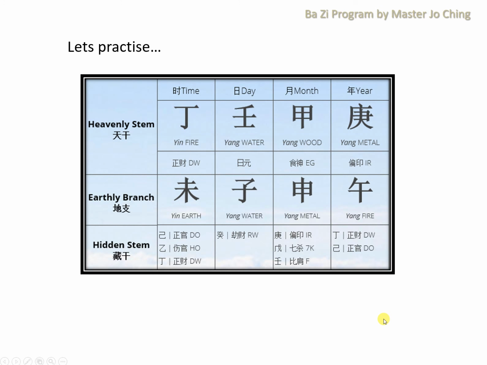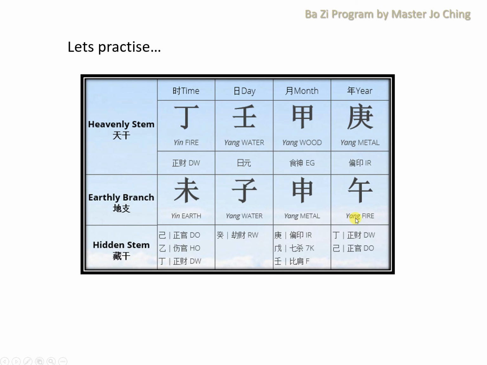So now, let's practice. Maybe now when you look at this chart, Warren Buffett's chart, it will make sense to you. So, for example, let's do it together, going through one by one. And before I go further, I just want to tell you that at the earthly branch level, we do not give a Ten God labeling. Ten God labeling is only happening at the stems level, either heavenly stems or hidden stems.